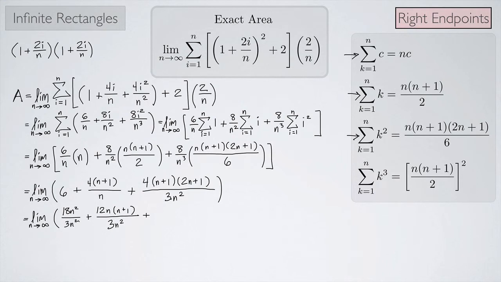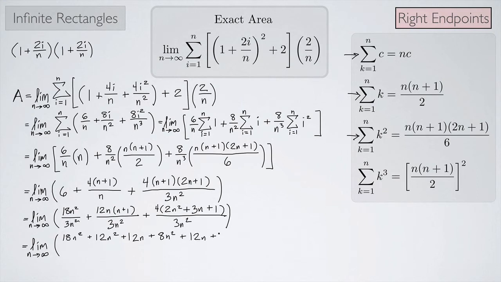And this I don't need to do anything with. I already have the 3n squared, although I could multiply this out. That might be nice. So let's do that. I would get 2n squared, and I would get cross terms of n and 2n. That would be 3n when I add them together, plus 1, all over 3n squared. Okay, so now I have the limit as n approaches infinity of, all of this is over 3n squared. So I'm going to get 18n squared plus, and I'll multiply this out, this will be 12n squared plus 12n plus 8n squared plus 12n plus 4 all over 3n squared.